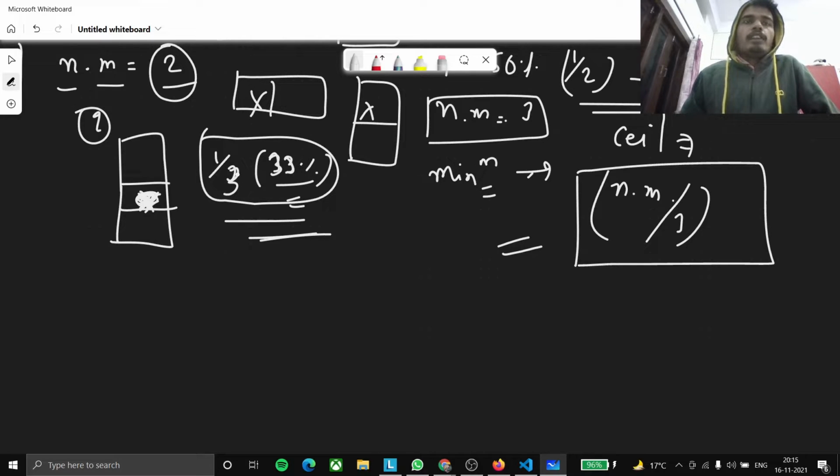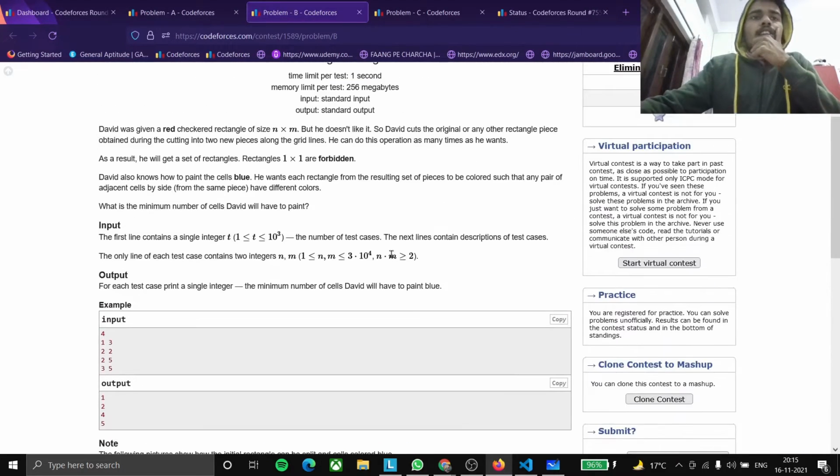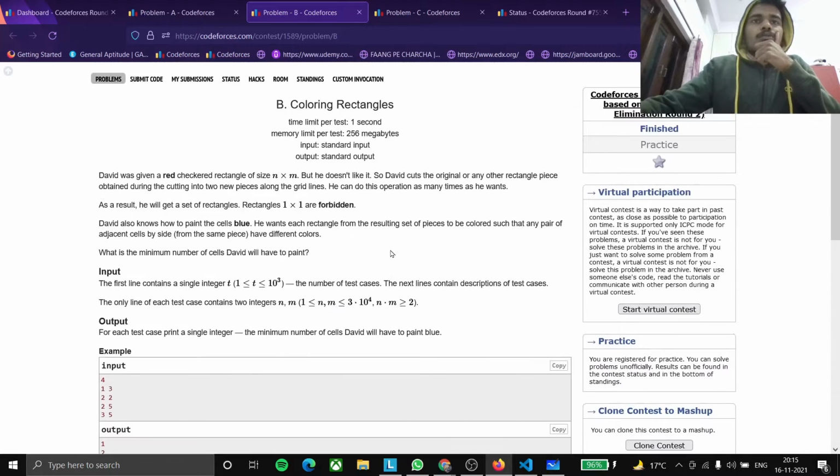Because for n into m equal to 3, and further when n into m is greater than 3, if we divide the value of n into m by 2, it will obviously be 50%. If n into m is even, then it will be the same. But if n into m is odd, then it will be off by 1. So if n into m is greater than 3, then also we can use the ceil of this. Now I think you must have understood this solution, how to do this type of problem.